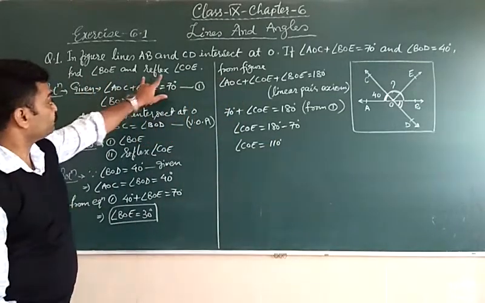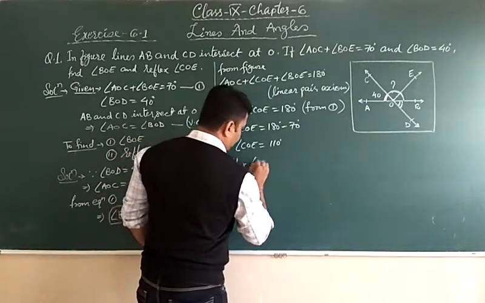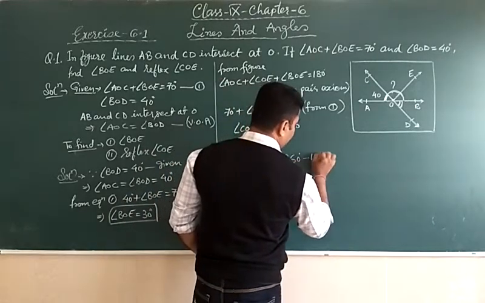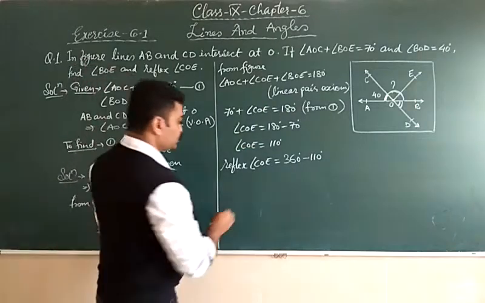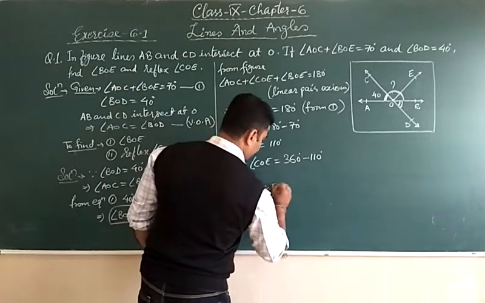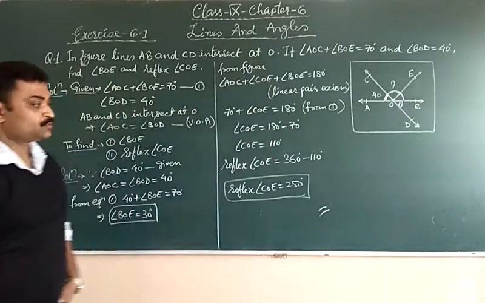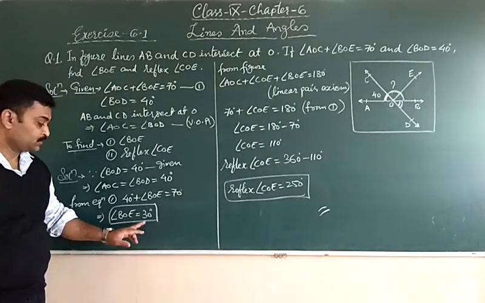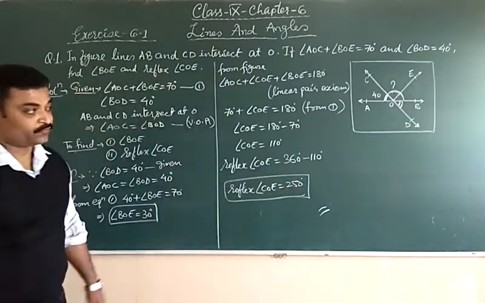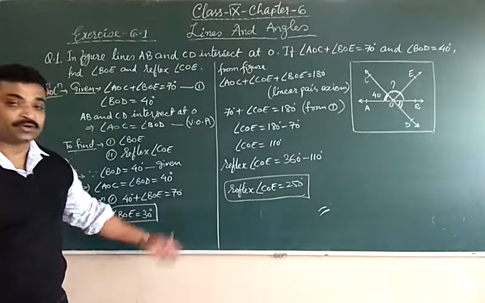But we have to find the reflex of angle COE. So reflex of angle COE is equal to 360 minus 110. Clear? So reflex of angle COE is equal to 250 degrees. So we have found that angle BOE is equal to 30 degrees and reflex of angle COE is equal to 250 degrees. So students, if you want to note it, then pause the video to note it down.